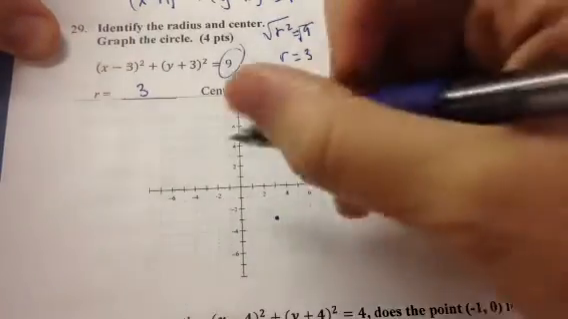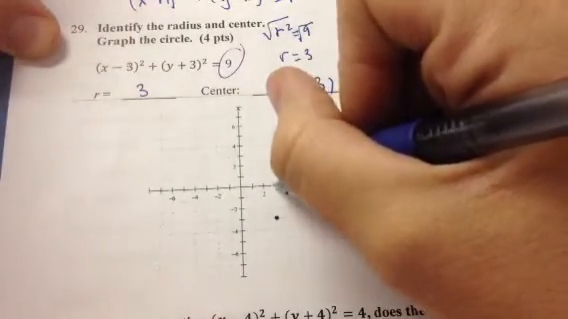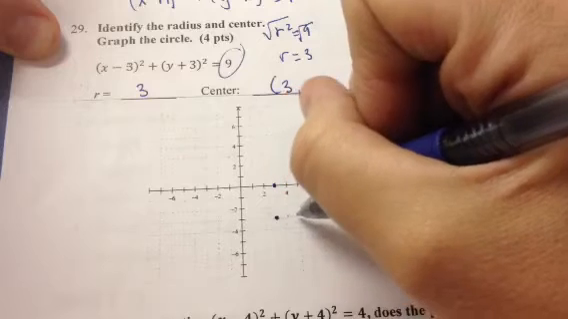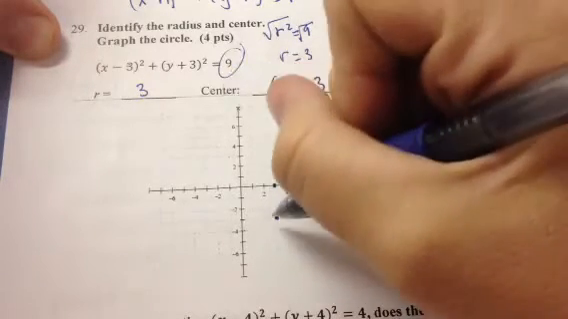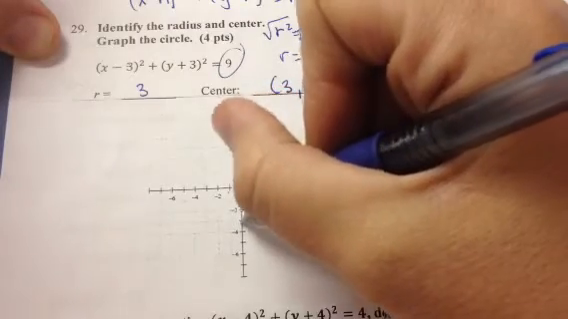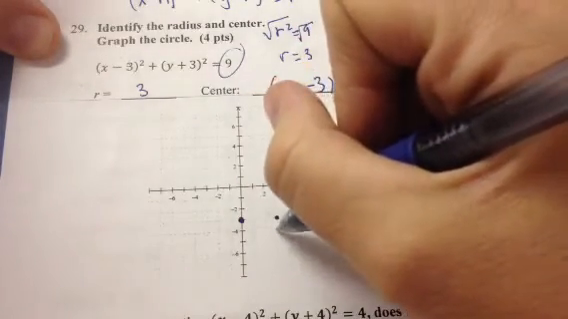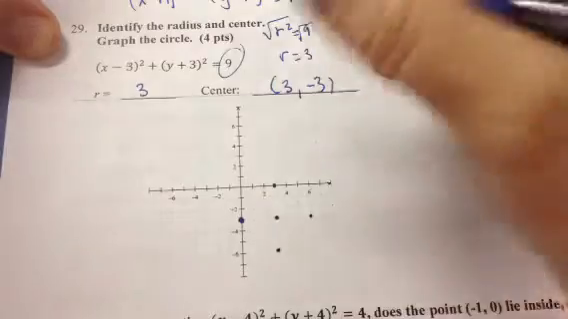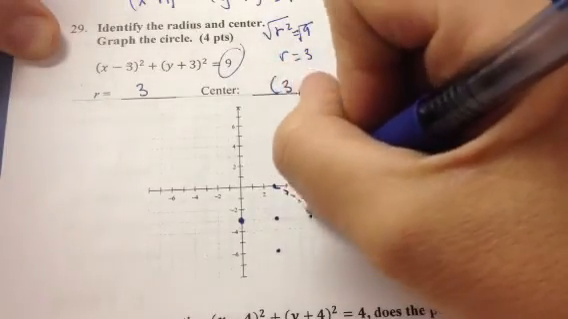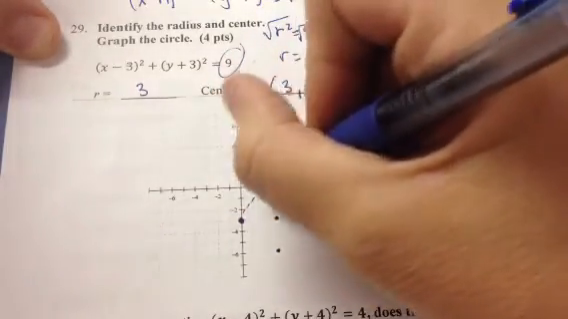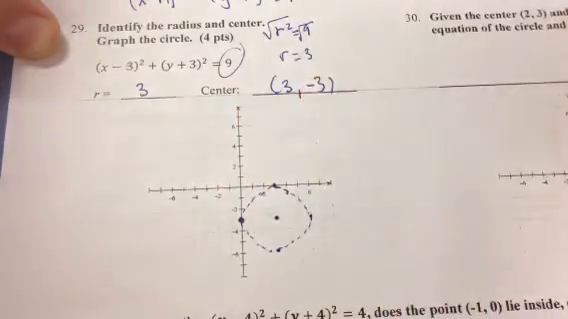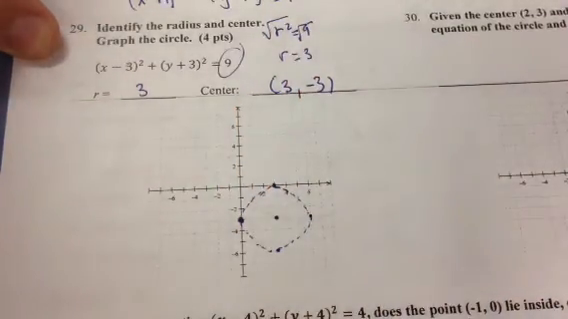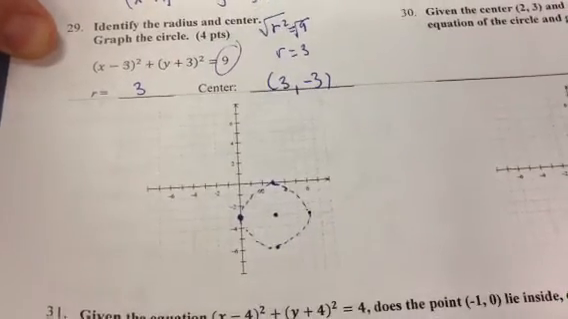And then you just have to plot 4 points. So 1, 2, 3, and again 1, 2, 3 for each direction. Okay. And then you just kind of sketch the rest of the circle. This part's hard. I'm not very good at sketching circles. But it should look something like that, as long as the center and radius can be discerned from your sketch.